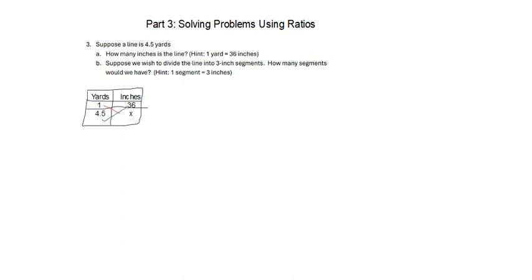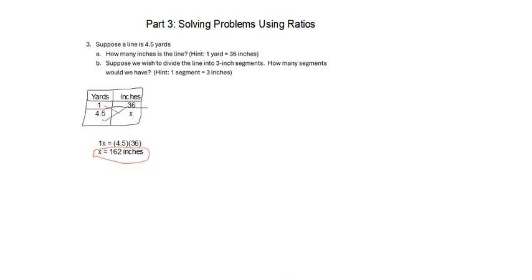So here's what it will look like. So we're going to have 1x equal to 4.5 times 36. Well, 1 times x is x, and 4.5 times 36 is 162. And this is in inches because that's what was missing. So there's our answer, 162 inches. So that's the answer to part A.